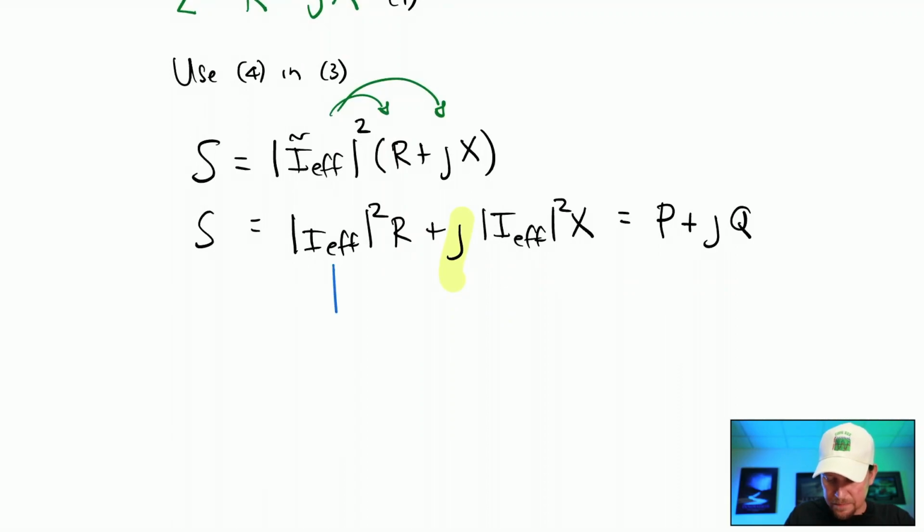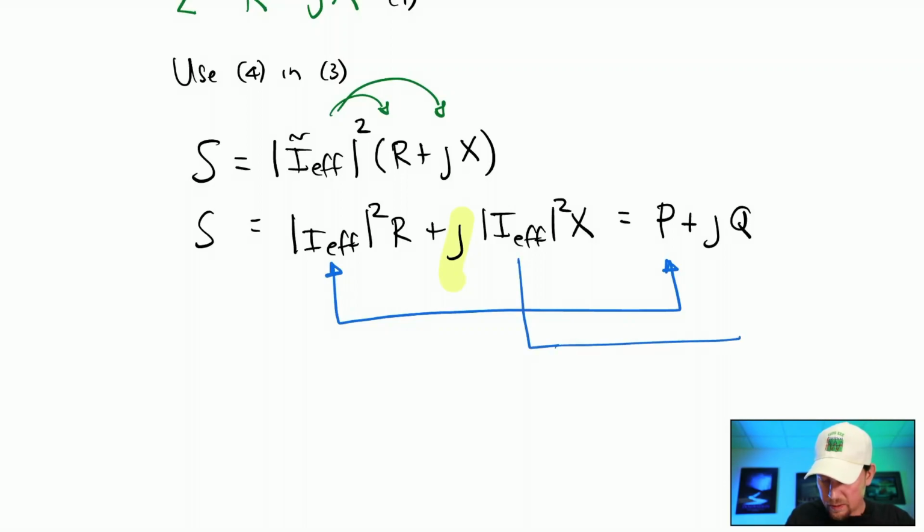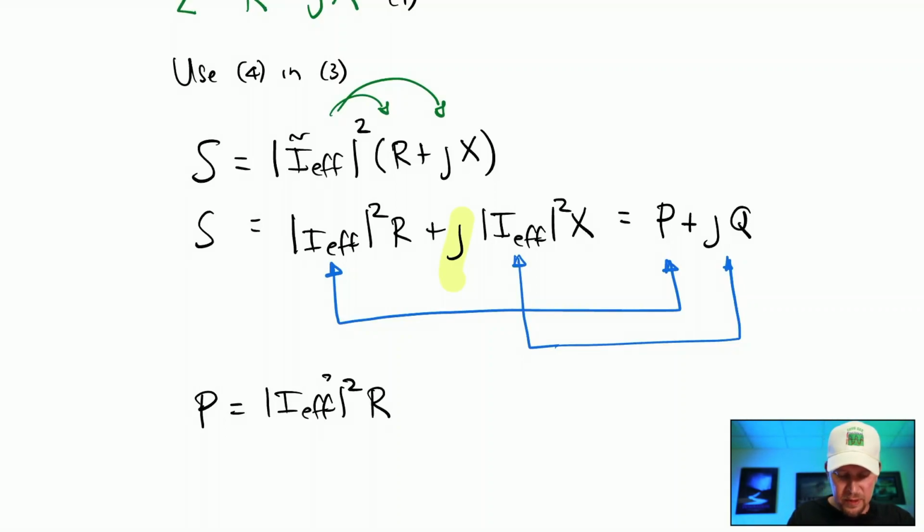That means that this term must equal the real power, while this term over here must equal the reactive power, and we get the following set of equivalences. The real power, if you take the effective current squared, is the magnitude of it multiplied by the resistance. That's one way in which you can actually calculate this effective power.